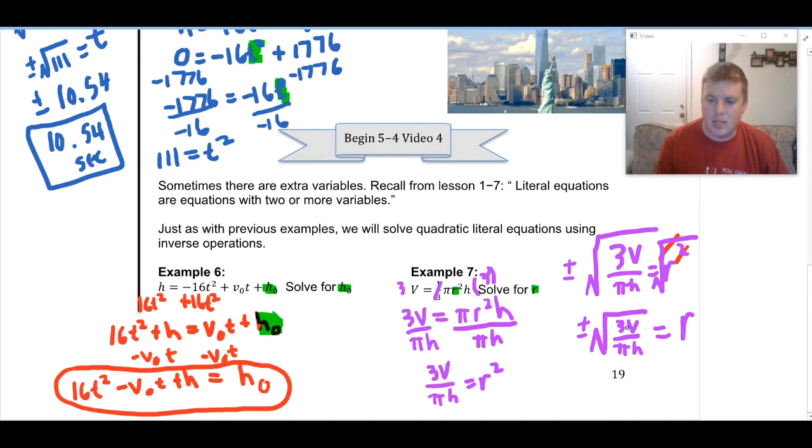We double check just to see if there's anything that we can simplify under there. The only number that we have is 3, and 3 is prime, so that is not going to be something that we can simplify. And we don't know what v and h are, so those won't simplify. And we know that pi is definitely not a perfect square because that's an irrational number that goes on forever. So our final answer will just be r is equal to plus or minus the square root of 3v over pi h.